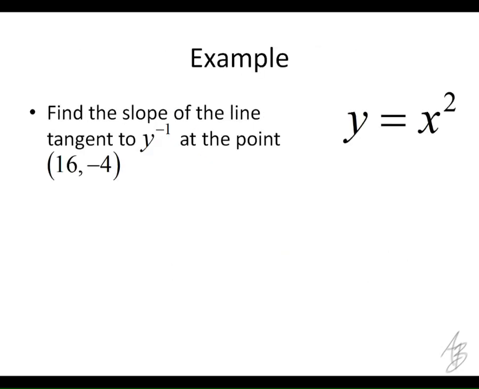I'd like to do this example a couple of different ways. So my goal here is to find the slope of the line tangent to the inverse of y at the point 16, negative 4. So this is our function, y equals x. What do we know, first of all, about the inverse of this function? Not a function. It's not going to be a function, right? So the inverse of this is not going to be a function. That doesn't mean we can't do it, though.